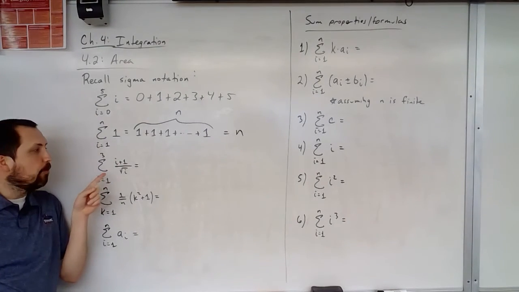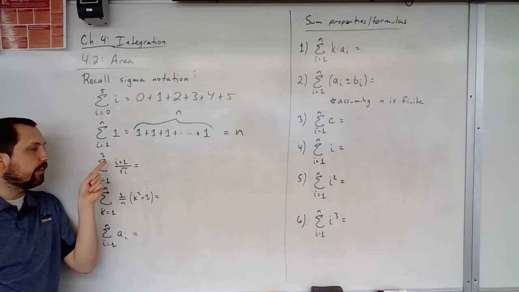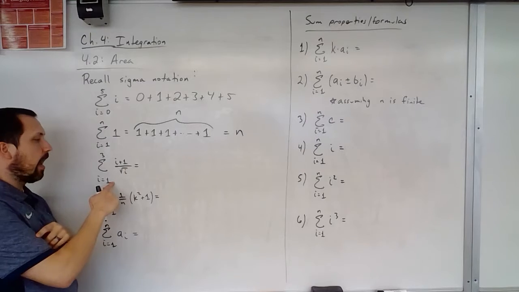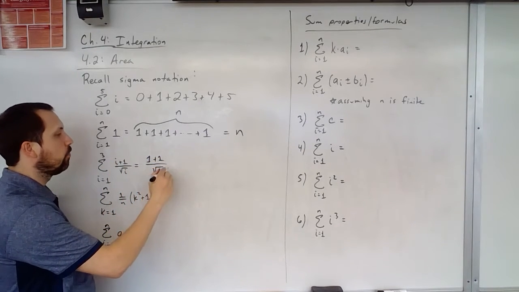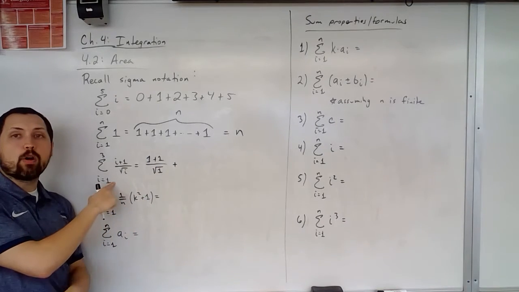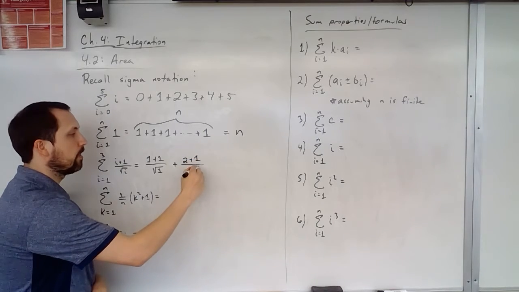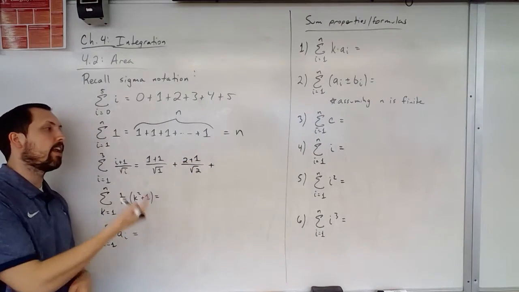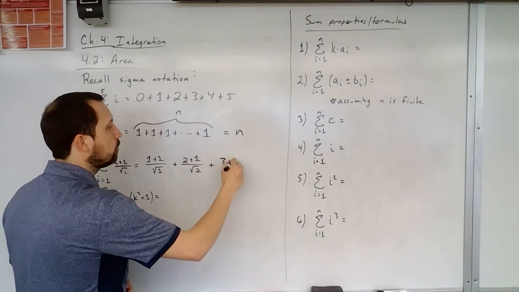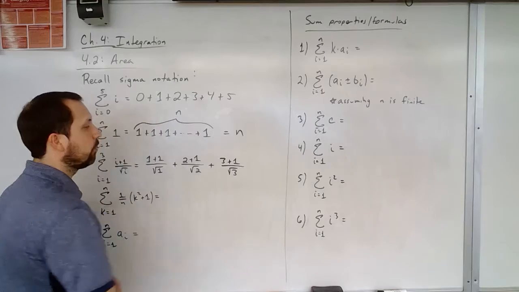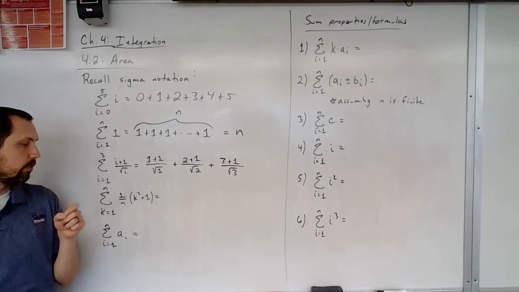Now if we have i plus 1 over the square root of i, where i goes from 1 to 3, that means I'm going to start by plugging in i equals 1. So I have 1 plus 1 divided by the square root of 1. And I plug in the next one, i equals 2. So I have 2 plus 1 divided by the square root of 2. And then I add on the very last one, 3. I have 3 plus 1 divided by the square root of 3. So this is what the sigma notation looks like for this.